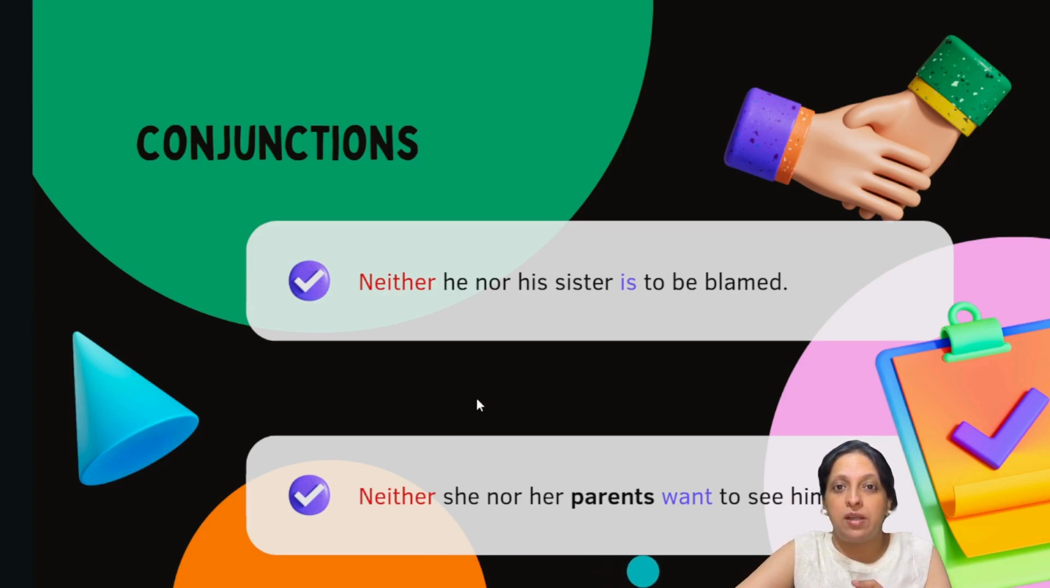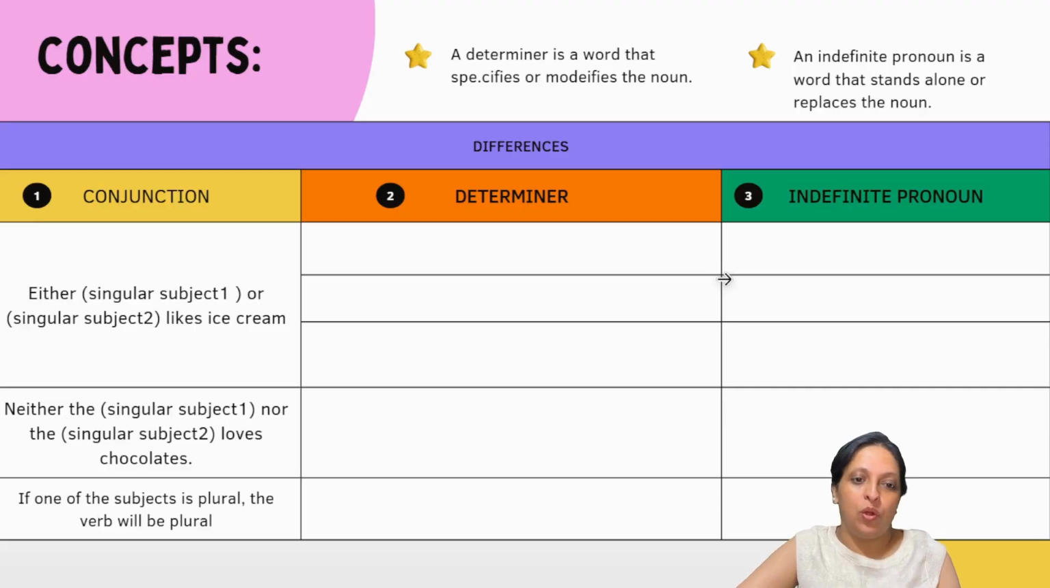Therefore, we have to take a plural verb. So what will it become? Neither she nor her parents want to see him. Okay, very good. Now let us understand a few important things.